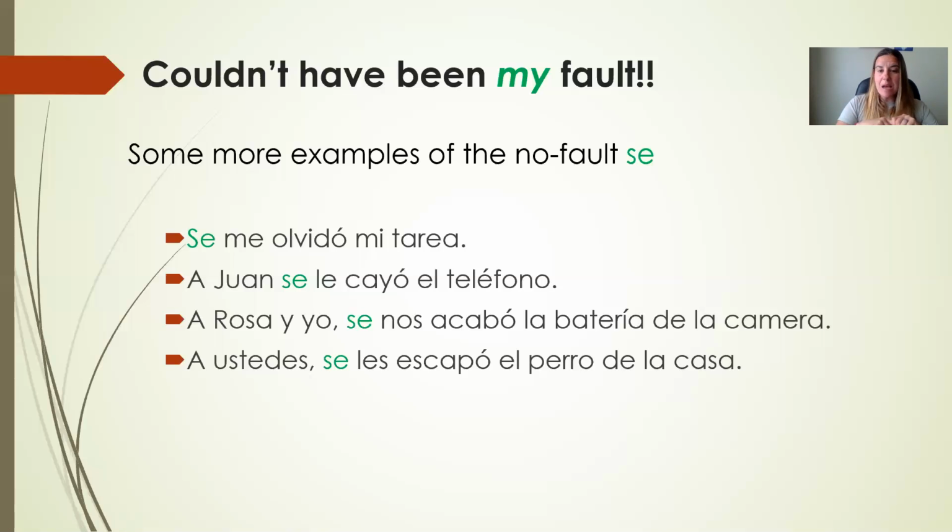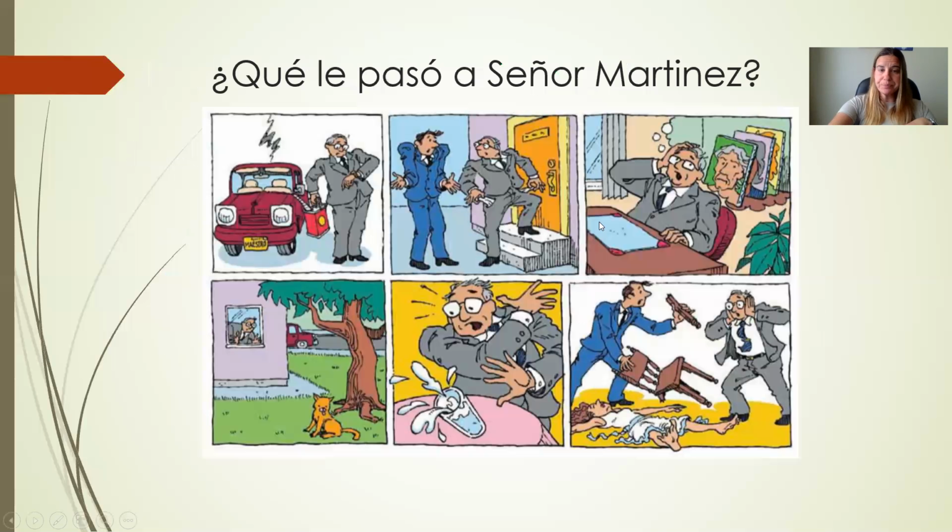A ustedes se les escapó el perro de la casa. So the dog escaped from the house and it happened to you all. So se, les for ustedes, and then escapó is conjugated for el perro, the dog. The dog escaped from the house and it happened to us. So always use se, followed by the indirect object pronoun: me, te, le, nos, os, les, whoever it happened to, and then the verb in the third person, plural or singular.